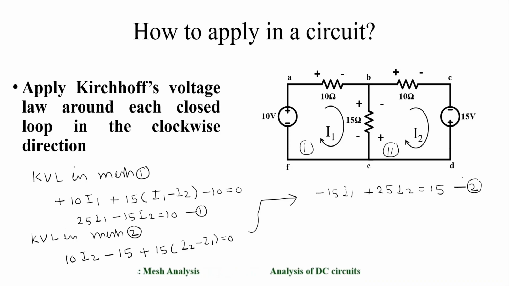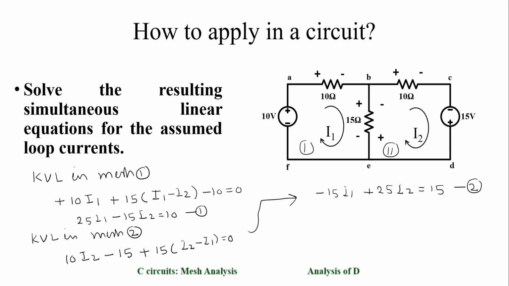So now we have got the two simultaneous equations, and after solving these two simultaneous equations we can find the currents. After solving these two simultaneous equations, I get I1 is equal to 1.1875 and I2 will be 1.3125.